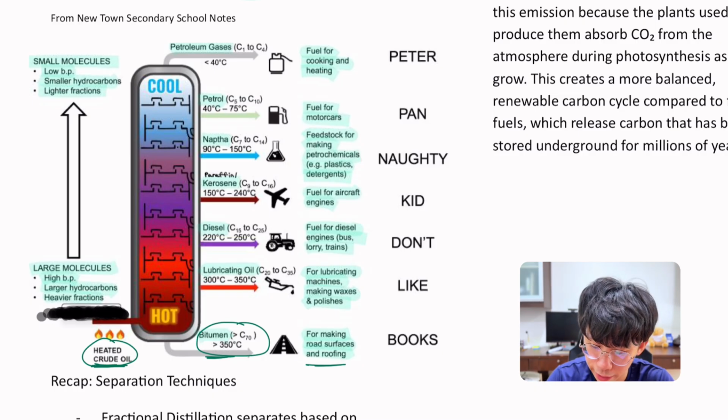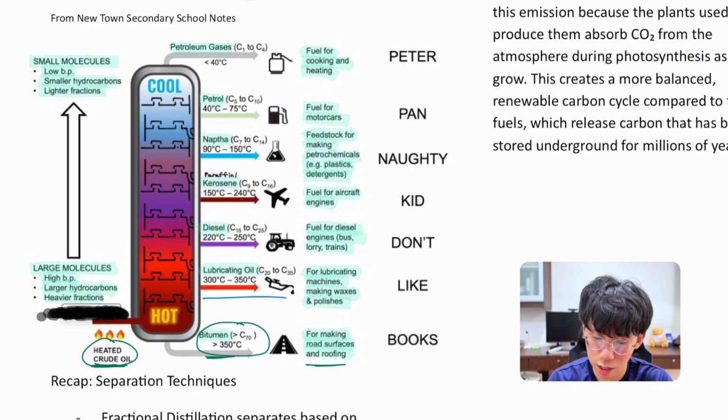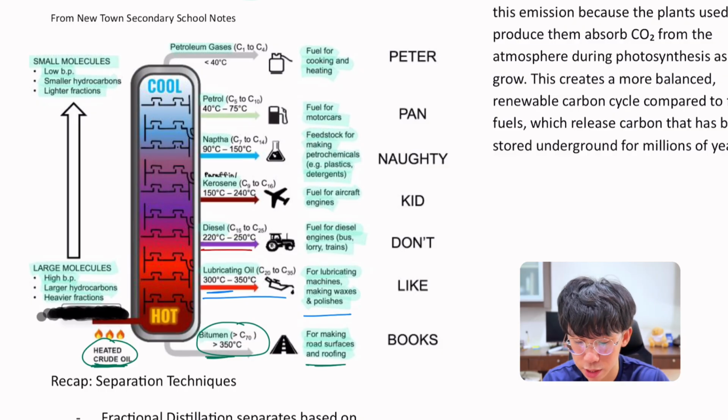Next up is lubricating oil, with C20 to C35 long carbon chains, around 300 degrees Celsius to 350 degrees Celsius. This is mainly used for lubricating machines and making waxes and polishes. Afterwards is diesel. This is C15 to C25, around 220 degrees to 250 degrees Celsius, and is mainly used as fuel for diesel engines like buses, lorries, and trains.